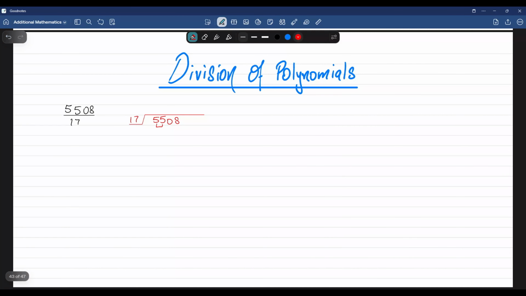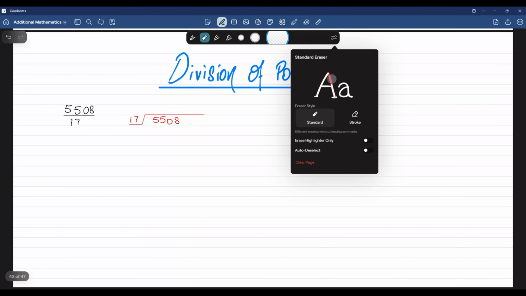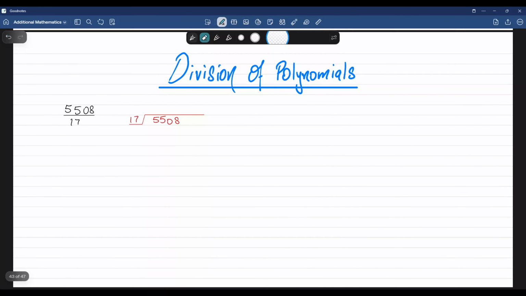Yes, it has. By the way, why don't I take 5 here? Because 5 is unnecessary in this case, because 5 is lesser than 17. I would break it down into the first value which would be larger than 17. So 5 is smaller than 17, but 55 is larger than 17. So we can divide this up.